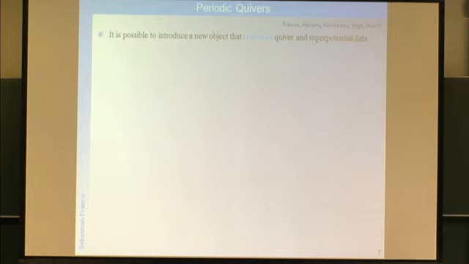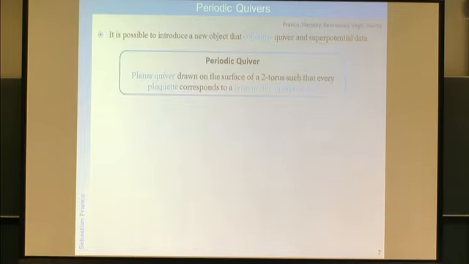Now let me introduce a new object that combines the information in the quiver and the information in the superpotential. So far it's just a rewriting of all the information that we know about the gauge theory. If you're interested in graphically representing this information, that's one of the things you can do. It will become clear later that it's a useful thing to do. The object that does this job is called a periodic quiver.